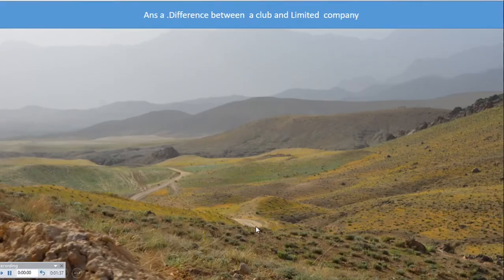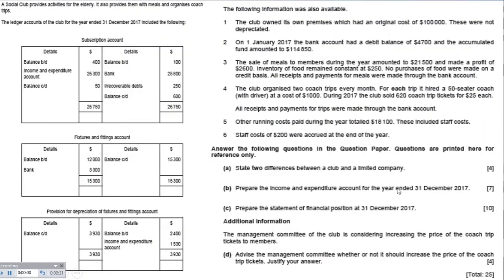Let's move forward. I have an answer here, which I will send you. Anyway, let me give a quick preview of answer A: the difference between a club and a limited company. How many marks is it for? Let's have a look. It's for 4 marks. State two differences. You can simply give just two differences.